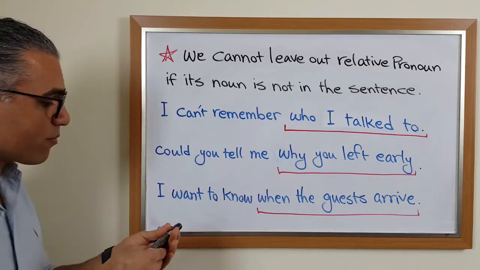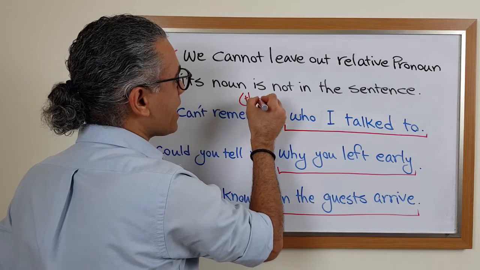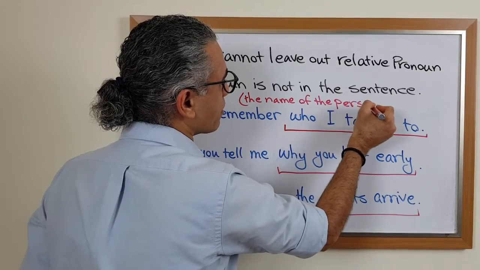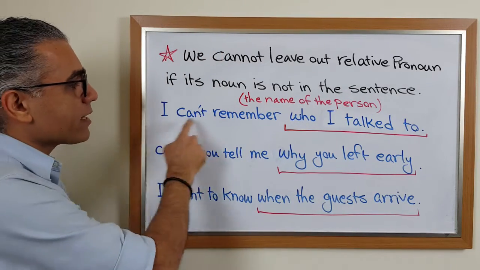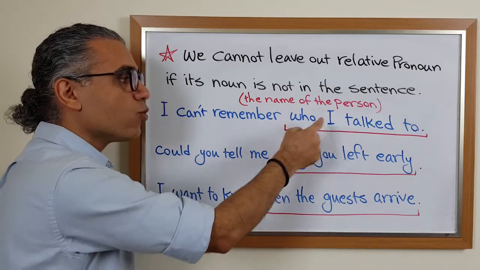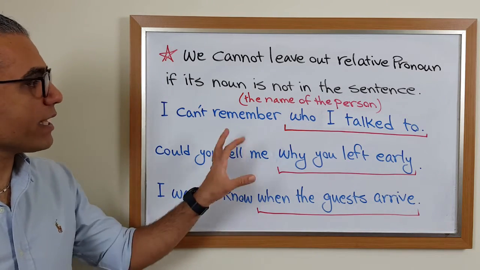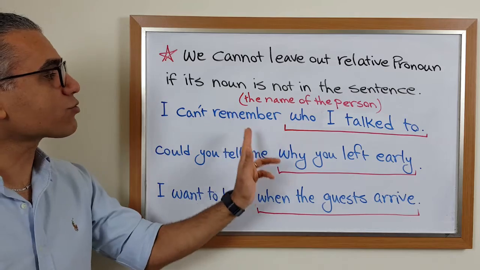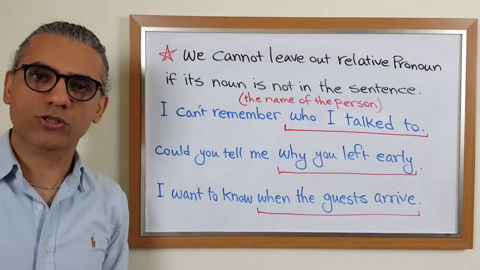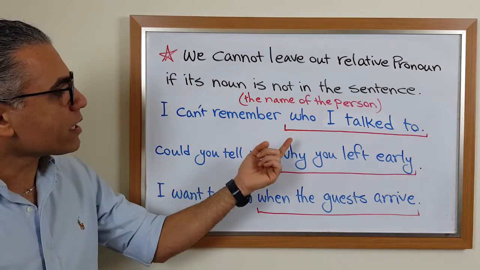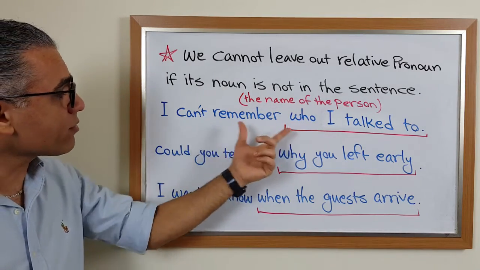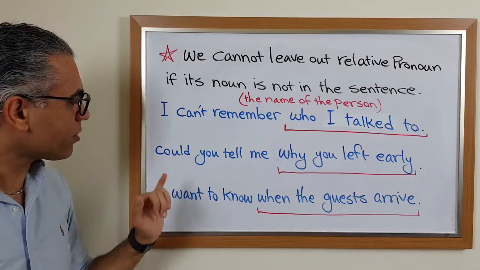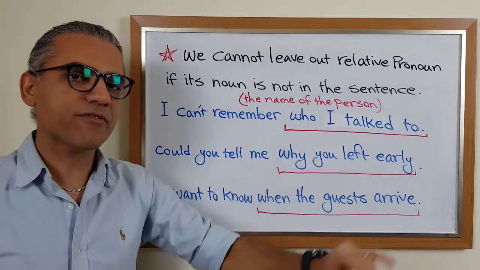It means that I can't remember the name of the person. It means I can't remember the name of the person who I talked to. So if you put this in the sentence, then you can remove who. You could say, I can't remember the name of the person I talked to. This is a correct sentence. So we cannot remove who because the noun is not in here. And this is the noun phrase which has been omitted from the sentence. Look at this example. Could you tell me why you left early?